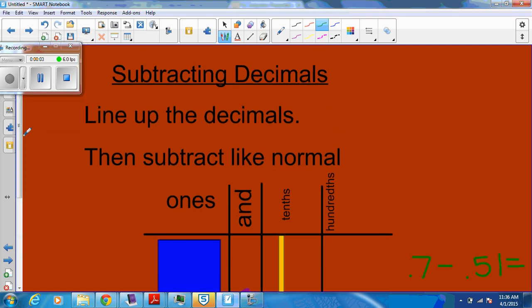Subtracting decimals. When you subtract decimals, one of the most important things to remember when you're trying to do the algorithm is to line up the decimals. An algorithm is just a way to solve problems. And then you subtract like normal. So you line up the decimals and then you subtract like normal.